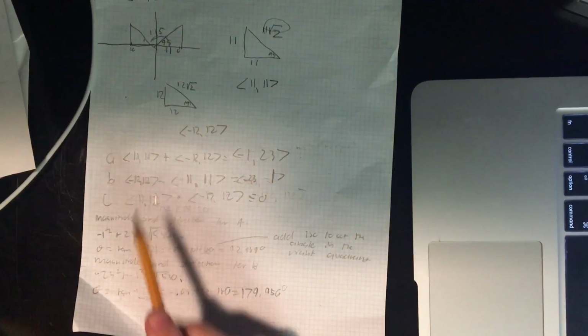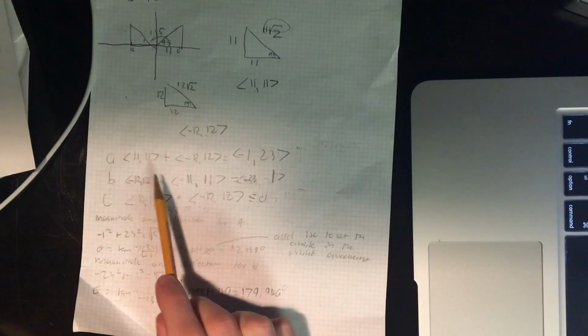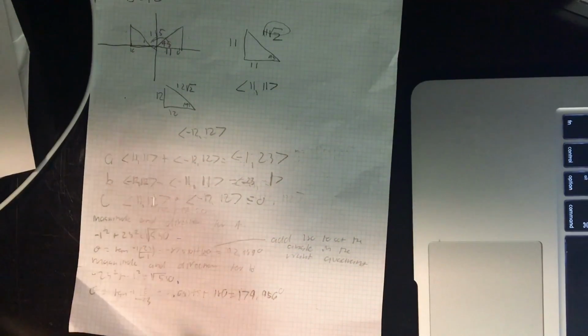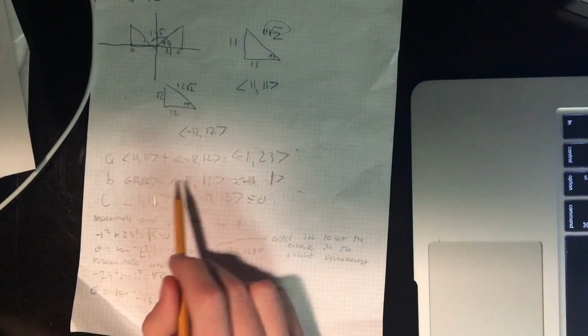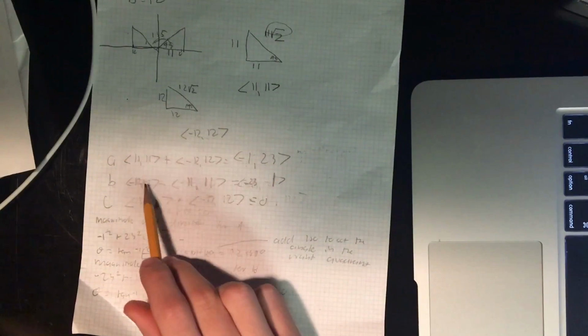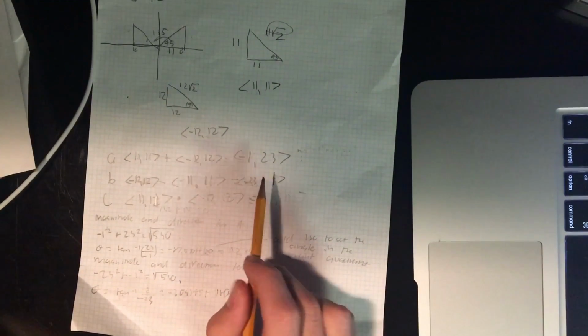Now this time it's asking me to subtract this vector from this vector. So subtracting vectors is the same process, except you're subtracting. You subtract the first component and you subtract the second component. So negative 12 minus 11 is negative 23, and 12 minus 11 is 1.